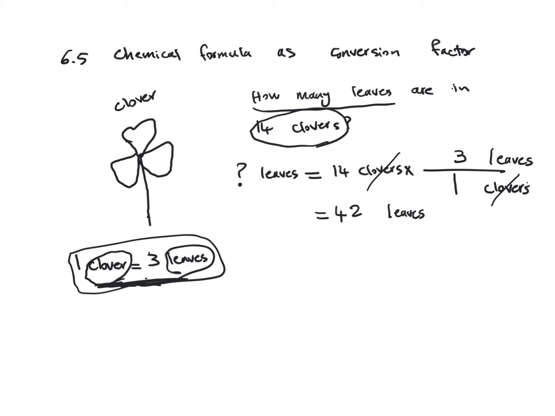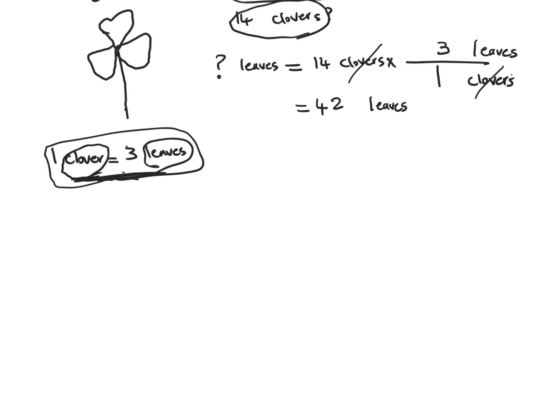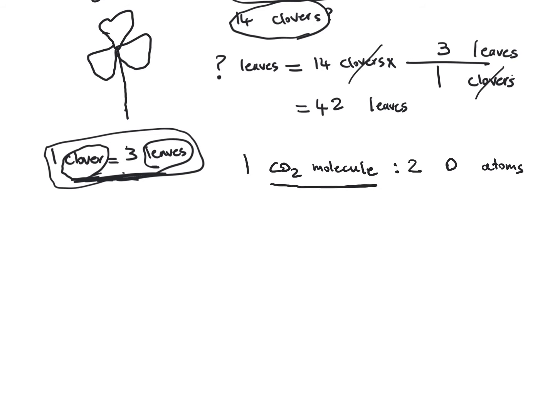Okay, so as I explained to you a little before, if we have one CO2 molecule, in one carbon dioxide, we have 2 oxygen atoms. Sorry, 2 oxygen atoms. So in one CO2 molecule, we have 2 oxygen atoms.